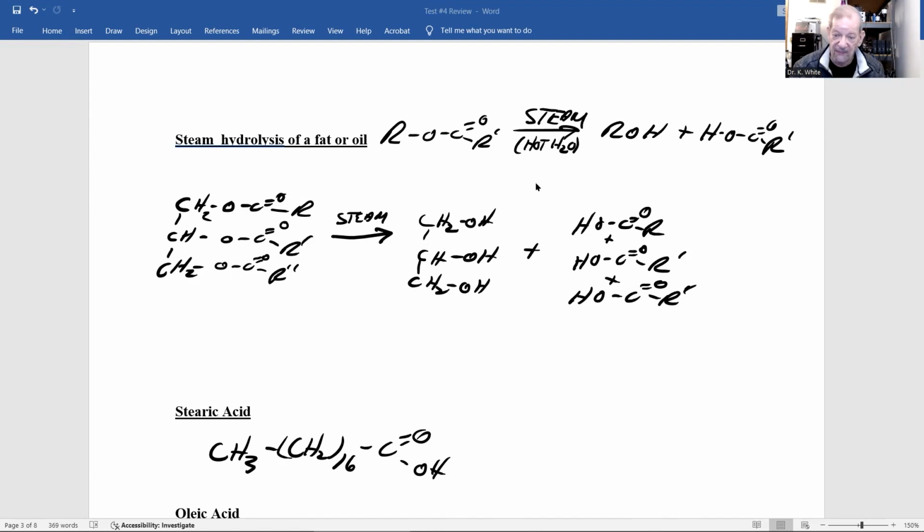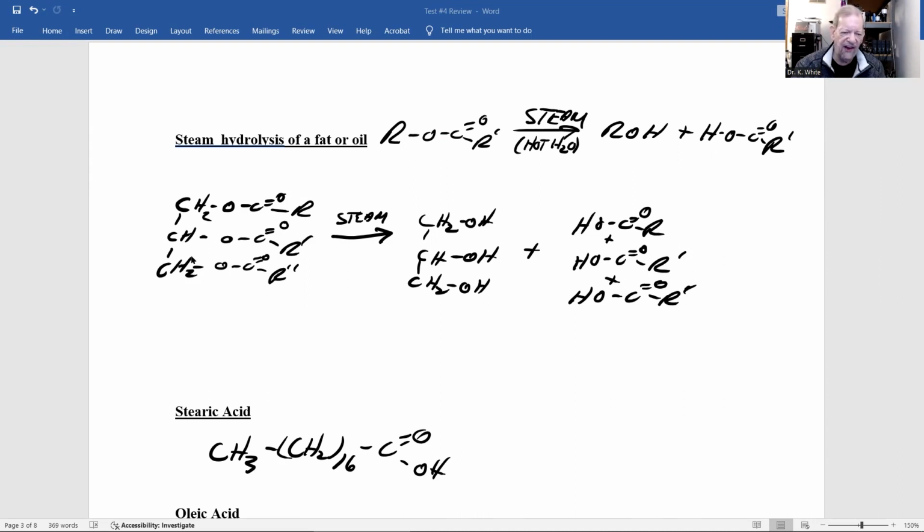And if you use steam, you can use high pressure steam, which is very hot. It can kill you if you're not careful. That's how hot it is. You get the same reaction products as acid hydrolysis. You get back the alcohol plus the carboxylic acid you would have used to make that ester.